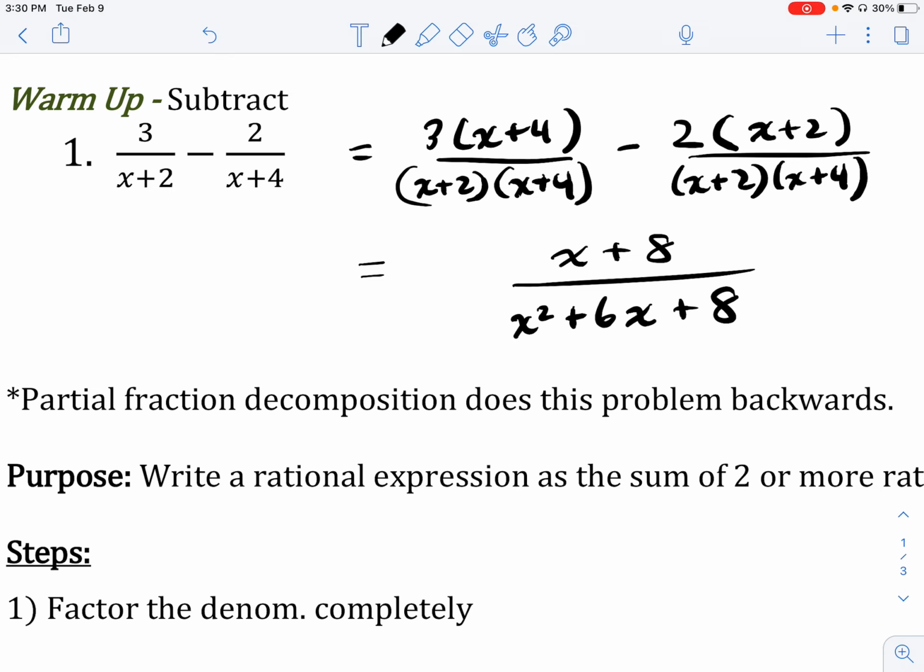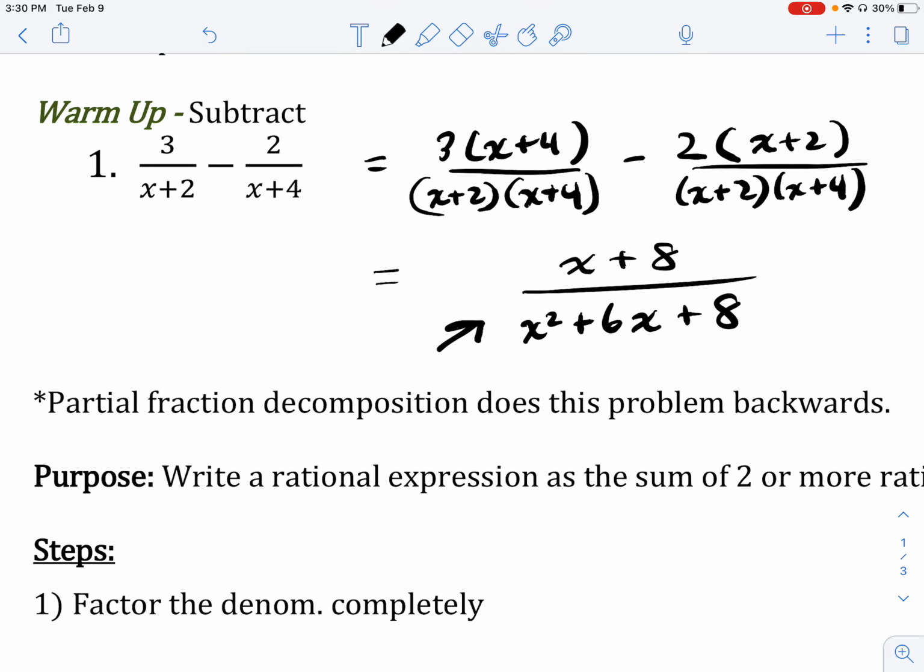What I want to do today is walk us through the process of doing the reverse of this, which is to take a fraction here and decompose it, or break it up, into the sum of smaller fractions. And this process is known as partial fraction decomposition.